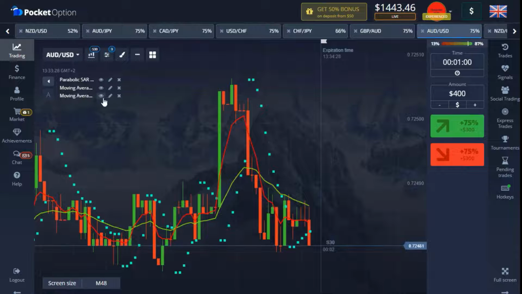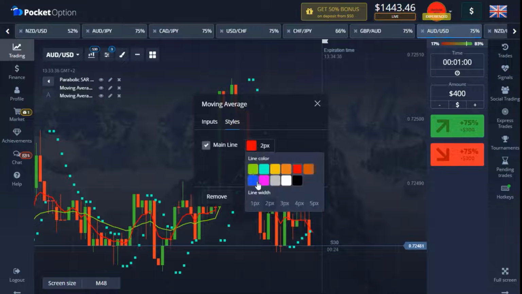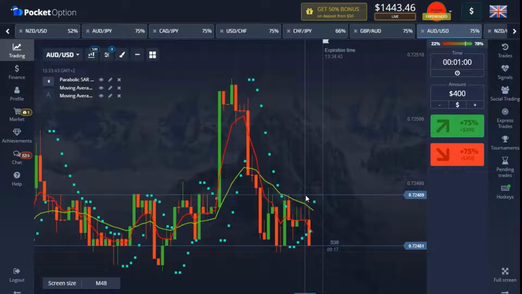The third indicator is another moving average with a period of 6. The moving average type is EMA as well, and the style here is red, with a 2 pixel thick line. Then just hit save. That's pretty much all you have to do.